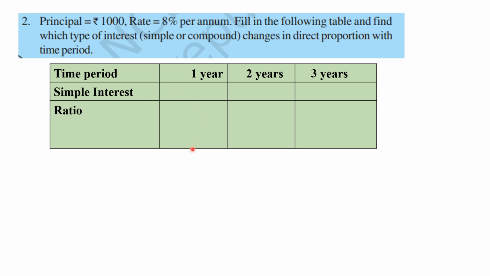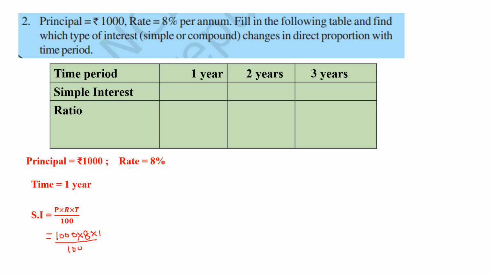So first I am going to find for simple interest, right? So principal is given as 1000, rate is given as 8%. Now first I'm going to find for time period of 1 year. So we all know that the simple interest formula is P into R into T by 100. So let's put all the values over here. So my principal is 1000, rate is 8, time is 1, divided by 100. So if I reduce it, I'll cancel out 2 zeros. I'm left with 80 rupees. So my simple interest for the first case is 80 rupees.